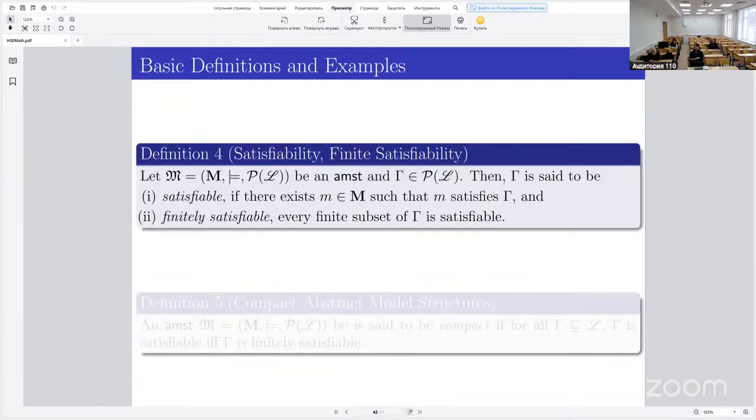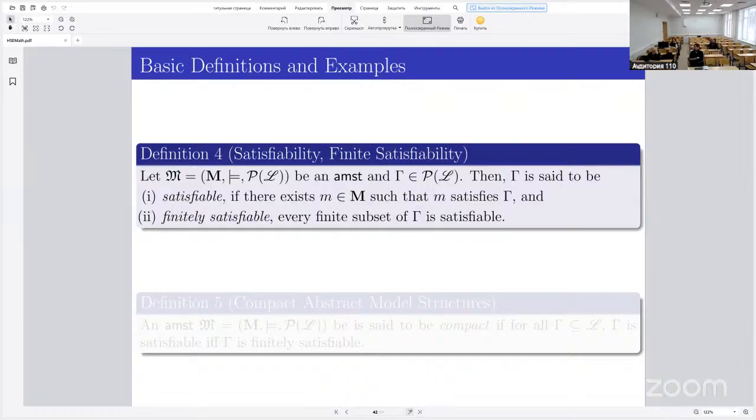Okay. So here now is satisfiability. Suppose you have an AMST and gamma is a set of formulas. I will refer to the elements of M as models, but again I will reiterate that there is no such commitment that I am making here. Then gamma is said to be satisfiable if there exists a model that satisfies gamma. It is finitely satisfiable if every finite subset of gamma is satisfiable.